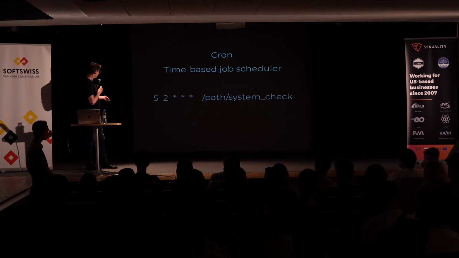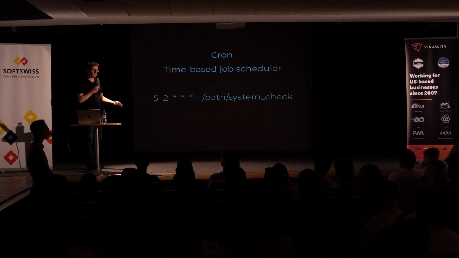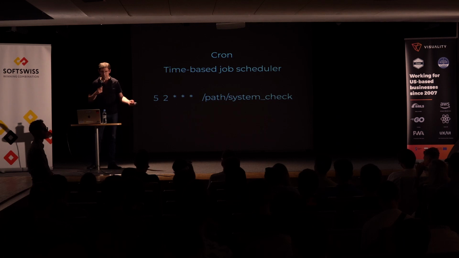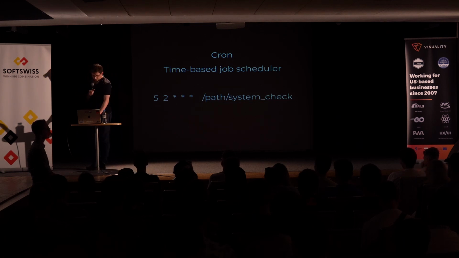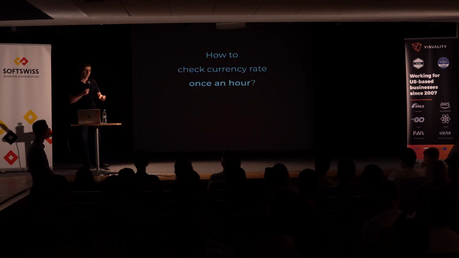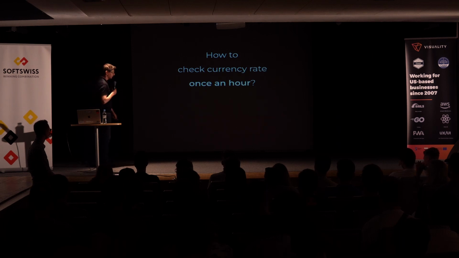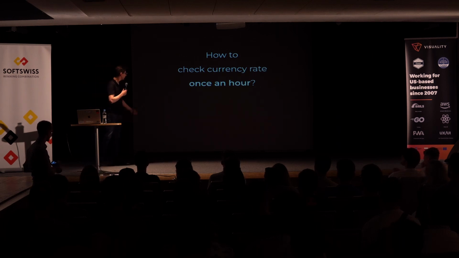So in this example, we have a shell script being executed at 2:05 a.m. every day, so we can check system state. Pretty much nothing new here. So let's complicate a bit. And how to check, let's say, a currency rate every hour?